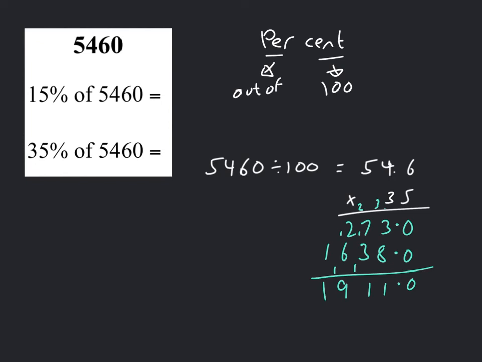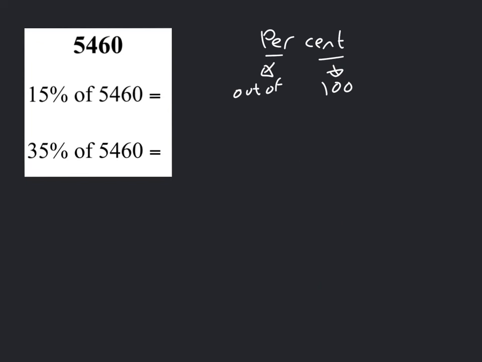But that's not the most straightforward or safe method to do it. You've got to always be very accurate when you're doing it that way. So I would tend to do it the other way, which I'll remind you of now. So I'm finding 35% of 5,460. I'm going to start off by finding 30%.